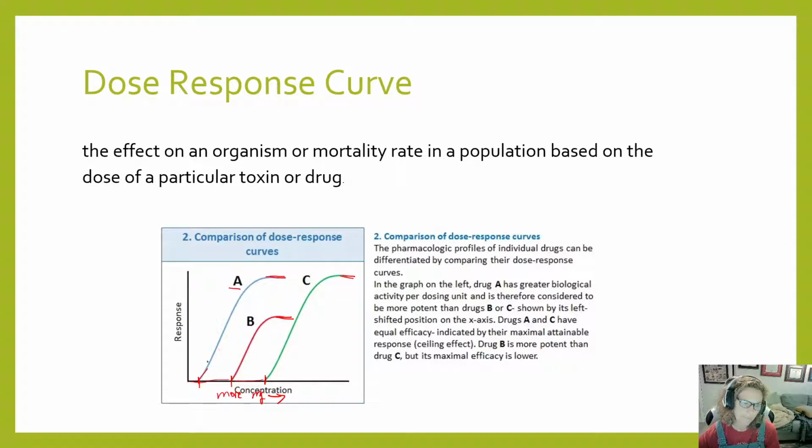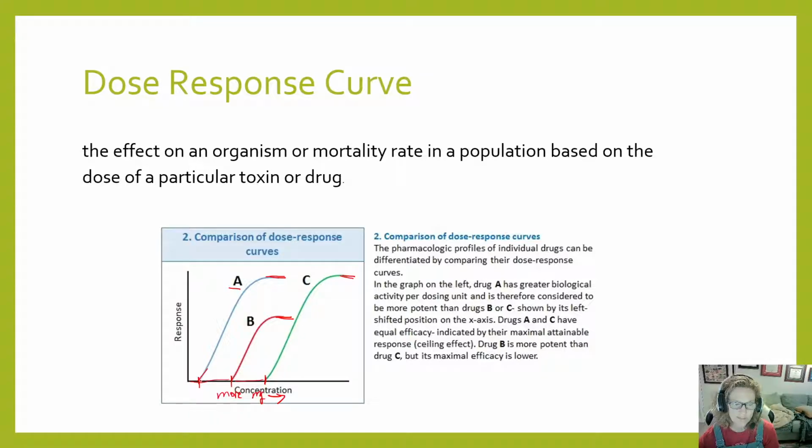Drug A has a greater biological activity at a smaller concentration, but it also has an efficacy that's the same as drug C. They both flatten out at the same spot, but you have to use way more concentration of drug C than drug A. So if you're a pharmaceutical company, you probably want drug C because people have to buy more of your product to make it work.